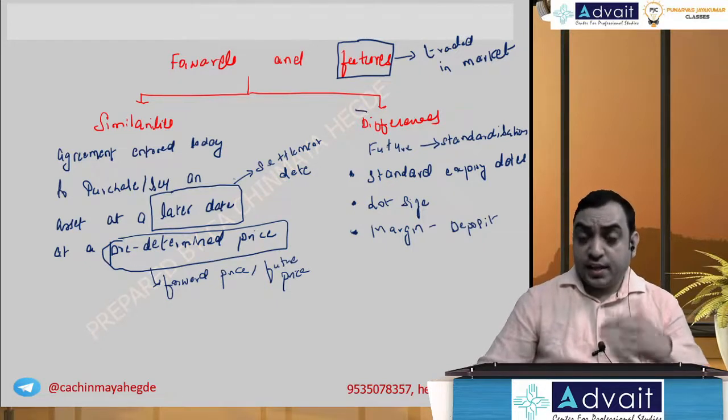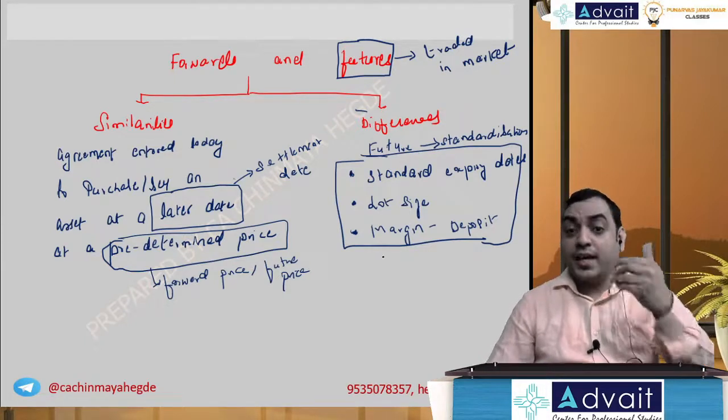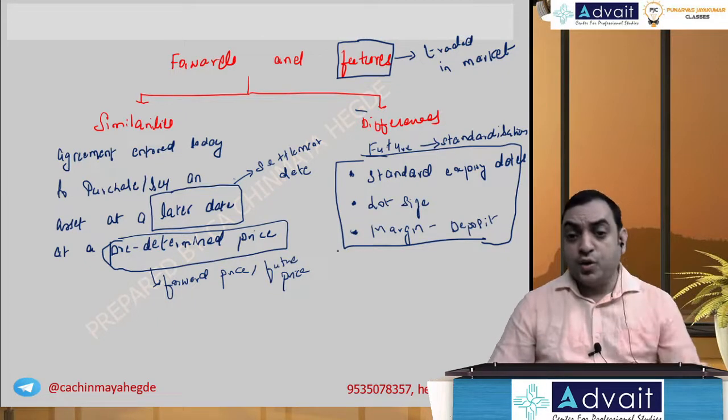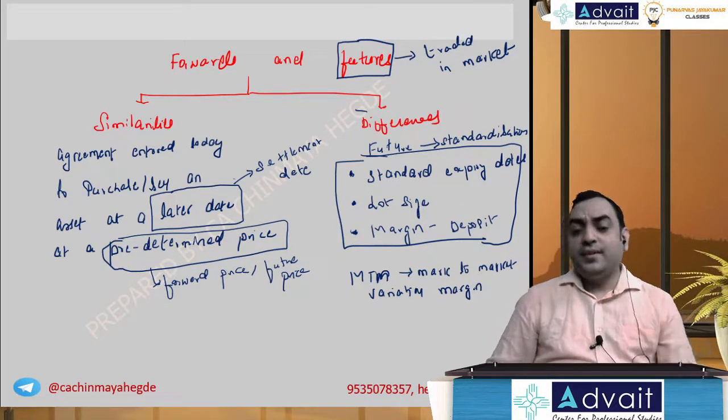Now, regarding these differences, we have after this two important features, I will say the operational mechanism that you have to understand. Very important two points, please observe. One is called MTM, mark to market, and also understand it as variation margin. What do you mean by this?